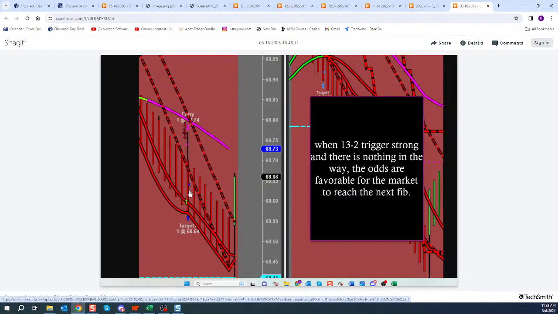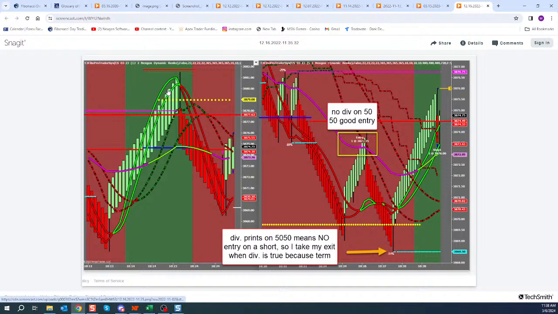That's nothing but fear. So show me what happens after, right? Here we go. This one says if divergence prints on a 50-50 trade. 50-50 trade, no divergence, easy entry, out at the yellow 1-to-1s. Divergence prints, get the hell out. Don't hang on to it.